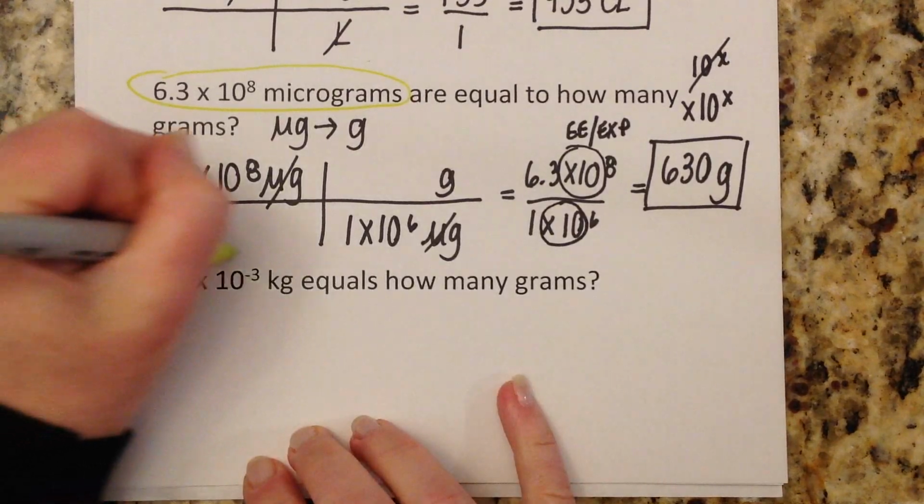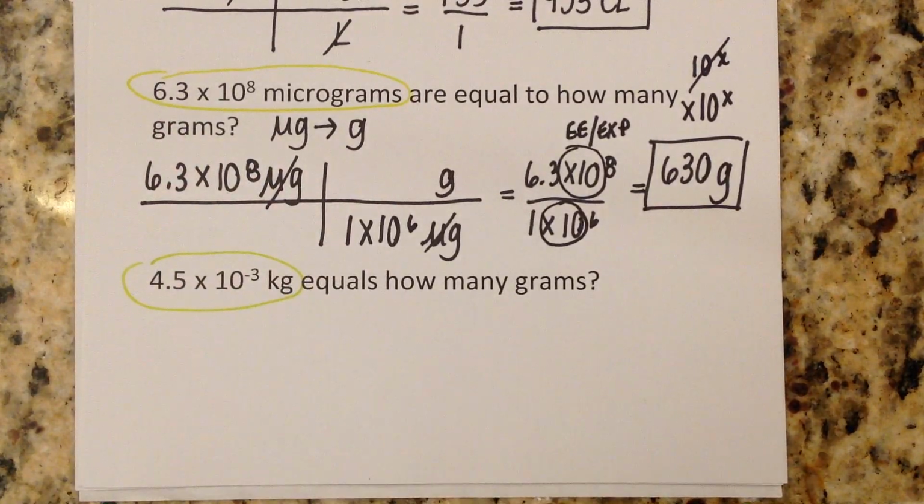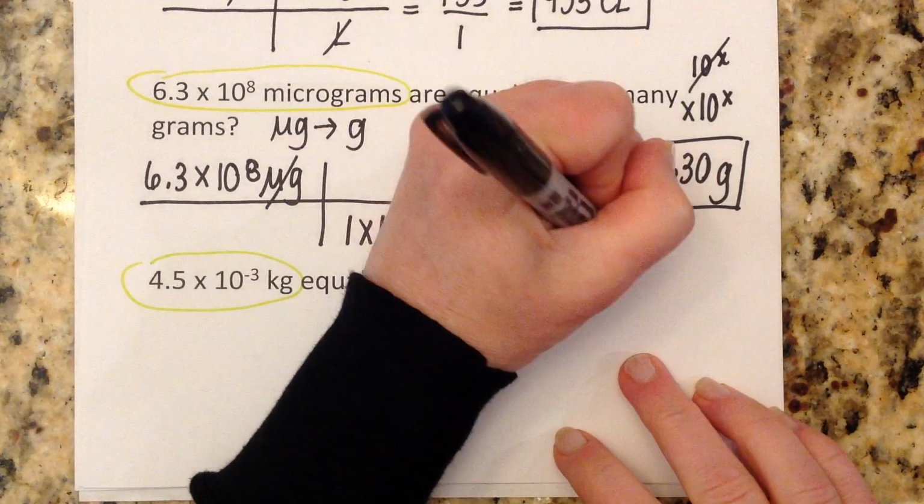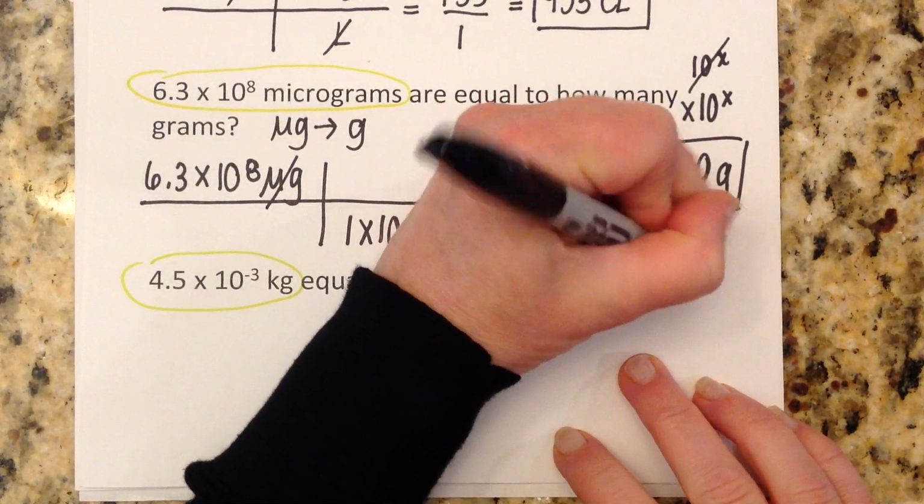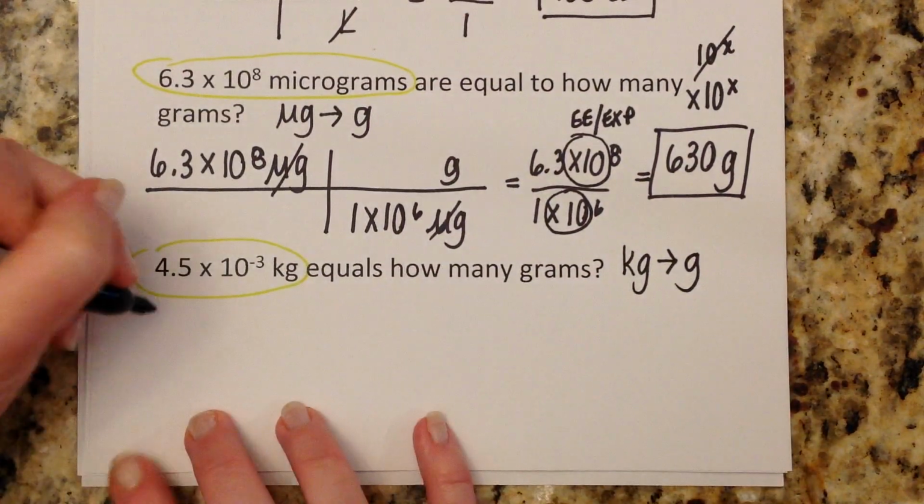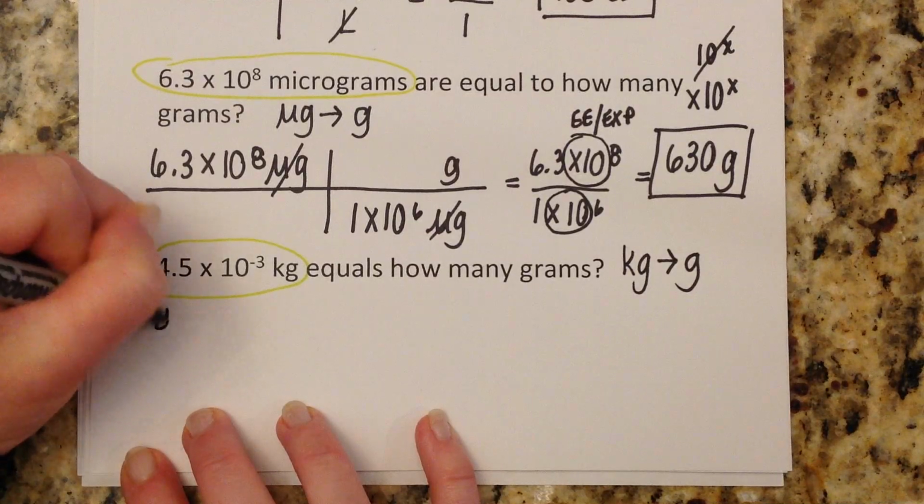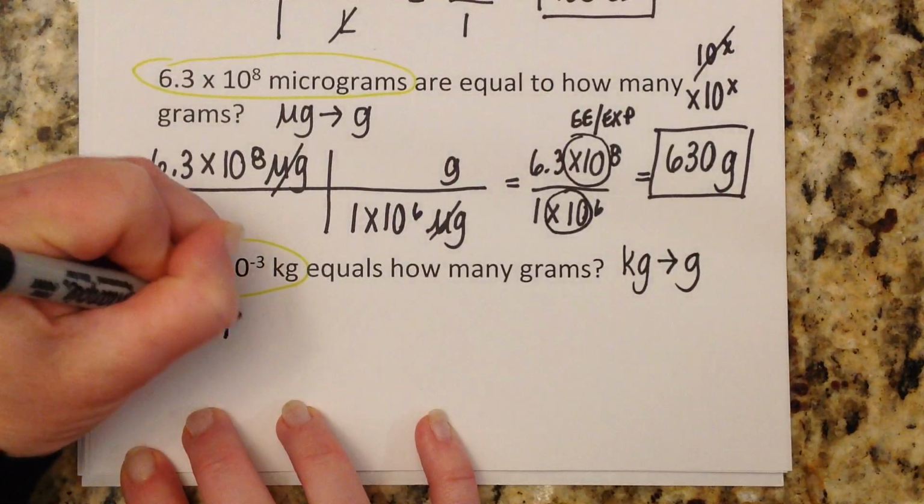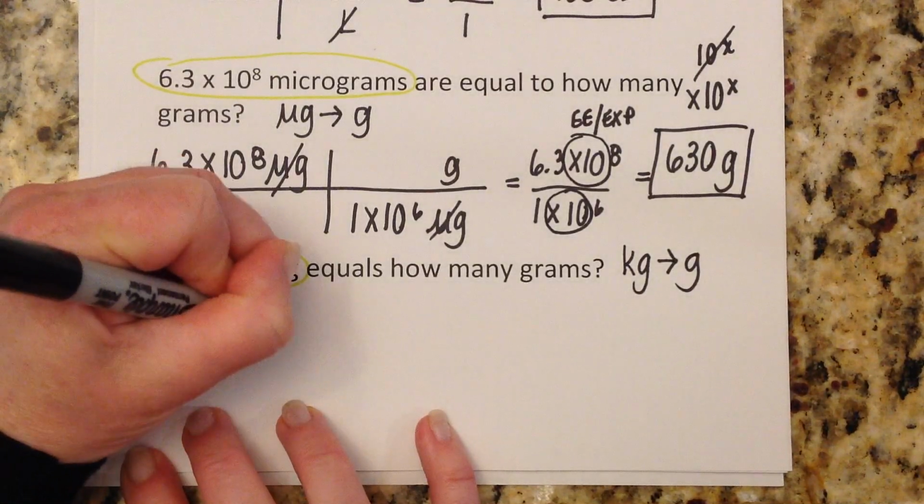All right, next. I've got 4.5 times 10 to the negative third. You want to be careful with that, kilograms. And they want to know how many grams that is. So I'm going from kilogram to gram. And we'll go a little faster through this one because this is our fourth example. Write down the given first. 4.5 times 10 to the negative third kilograms.